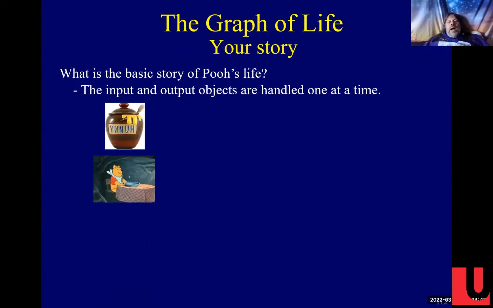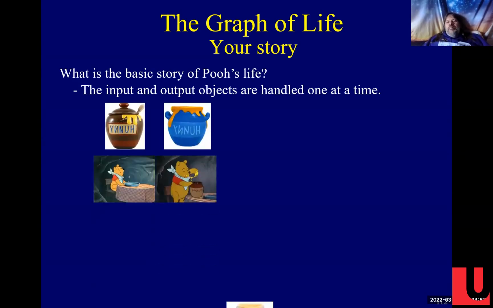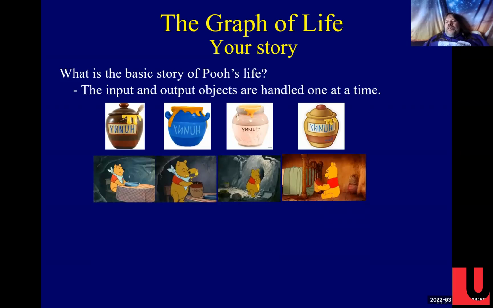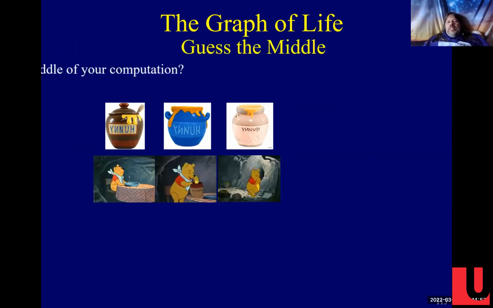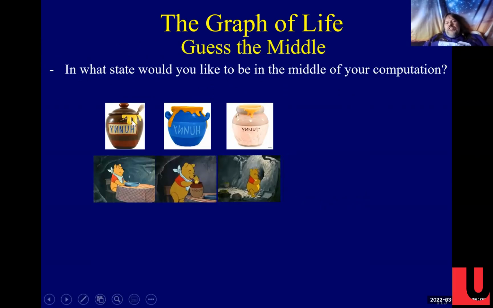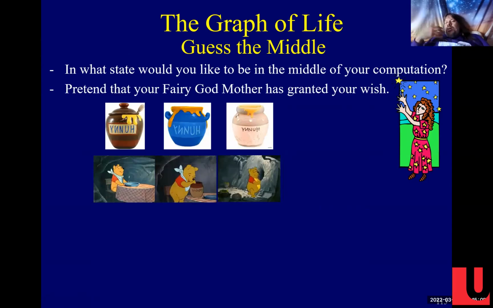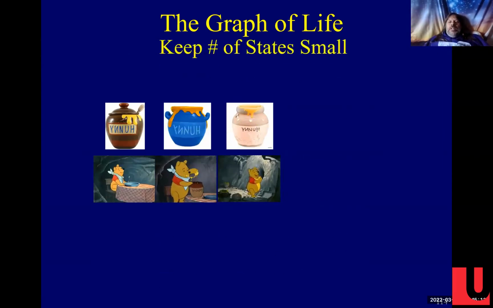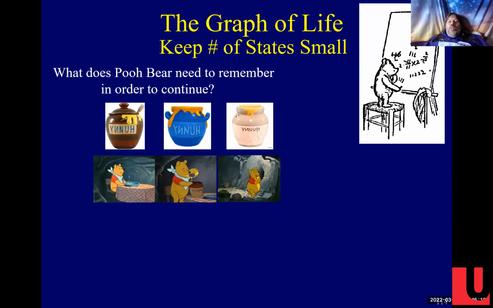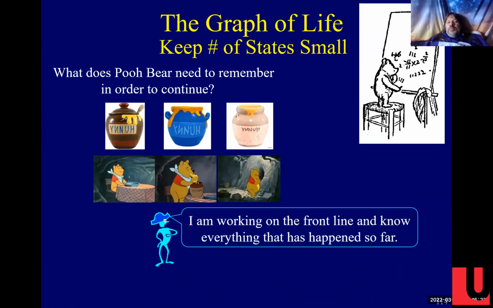So here, the story is we get the first object, we make a decision about it. We get these objects one at a time, and we make decisions about them. In the middle of the computation, we've gotten some of the objects, we've made some of the decisions, and we want to think about what our loop invariant is. Our loop invariant says, what do we remember? What state are we in? We want to say what's the minimal that we need to remember about the past, because we want the number of states to be small.